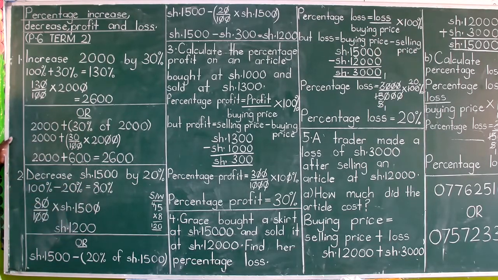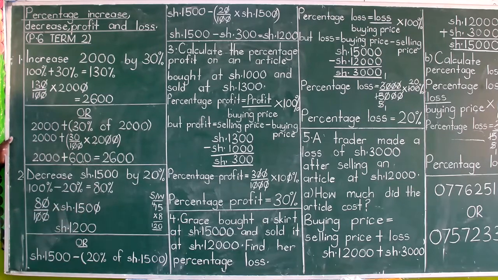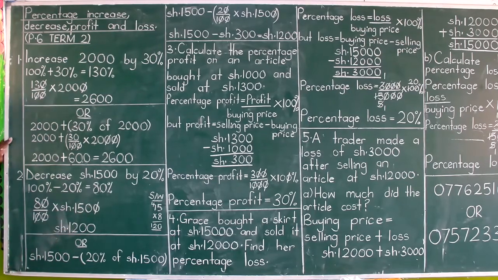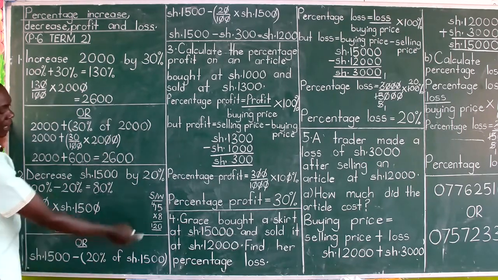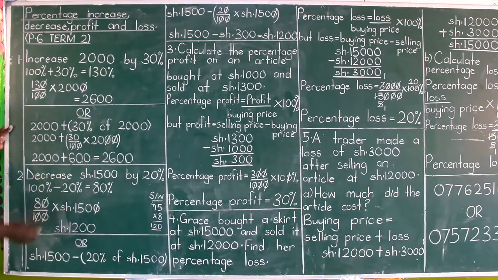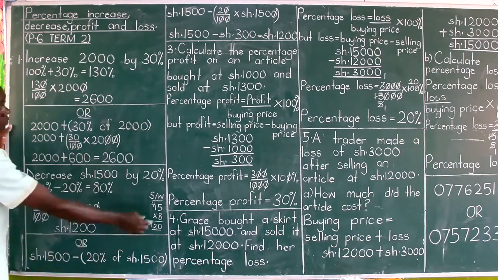Now times the number to be reduced, which is 1,500 shillings. Then we divide by 10, by 10, by 10, then by 10, by 10. We remain with 8 times 150 shillings. So we multiply 15 by 8. Remember to add that 0 later because it's 150, but here I'm using 15.